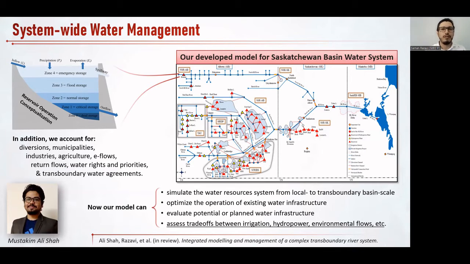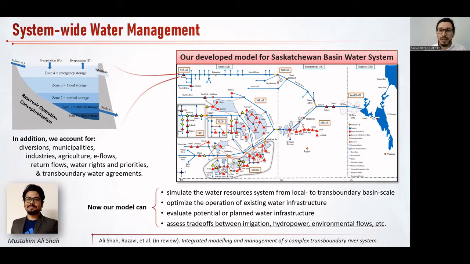And everything is now embedded inside this model, and it can help us simulate the entire water management system coupled with the hydrologic system and basically the Rockies as our source, as our headwaters. And it can help us assess different trade-offs between a range of stakeholder interests, such as irrigation, hydropower, environmental flows, cultural flows, indigenous needs, and so on.